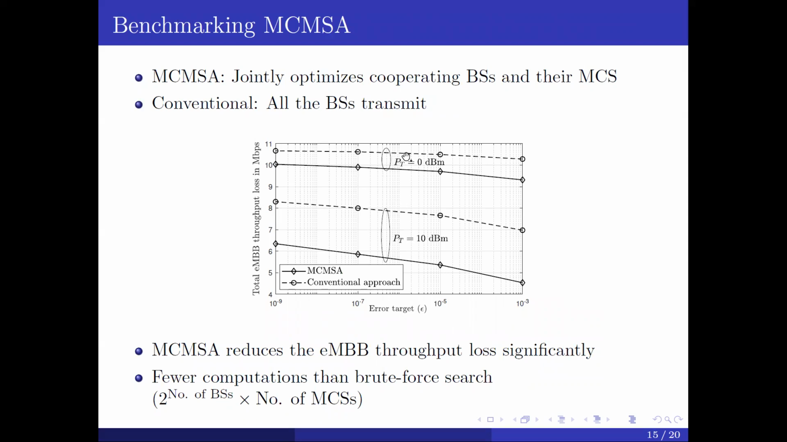We can see the MCMSA reduces throughput loss for both the transmit powers. At higher transmit power, it reduces significantly because it uses this higher transmit power, that means good SNR. Also, the MCMSA requires fewer computations than brute force search, which requires 2 to the power number of base stations times the number of MCSs. Therefore, the MCMSA reduces the eMBB throughput loss significantly.